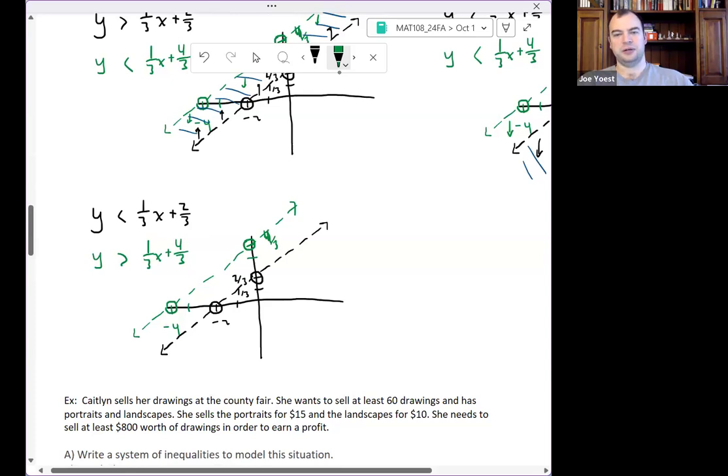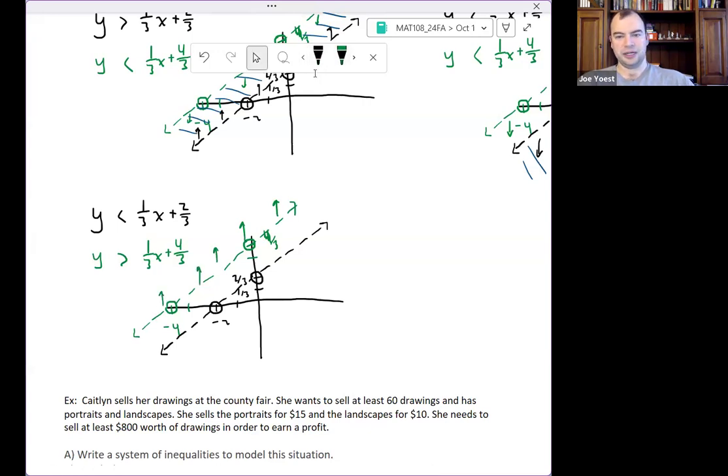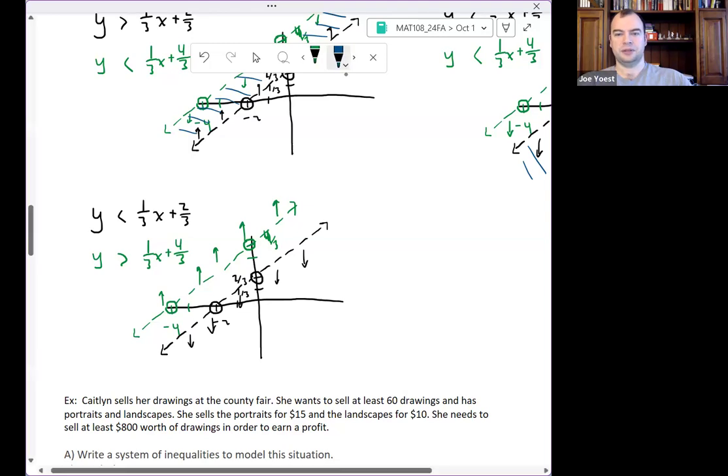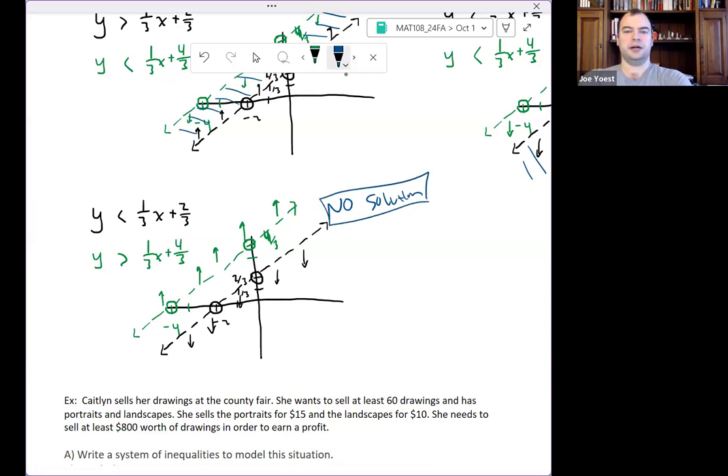So I'm looking for ordered pairs that are above the green line and also simultaneously below the black line. Are there any such ordered pairs that are above the green line and below the black line when the green line is always starting off above the black line? Actually, no. There's no solution here. There's no ordered pair x comma y that will satisfy this.